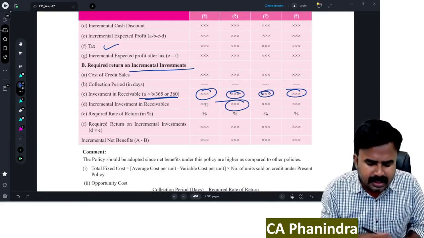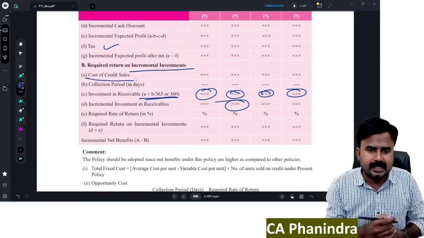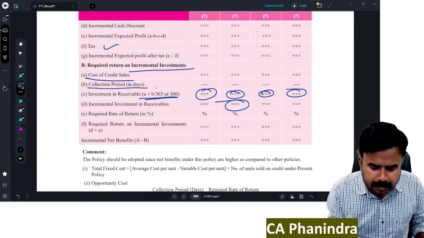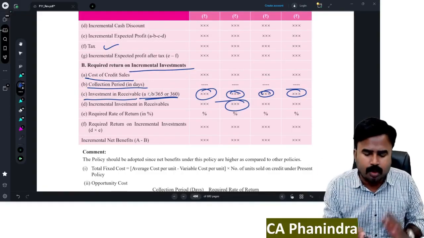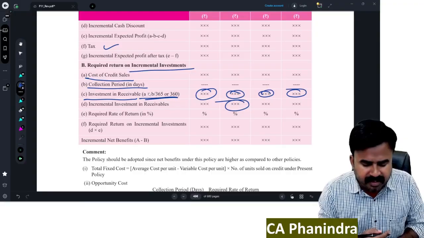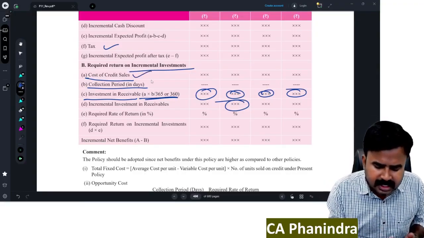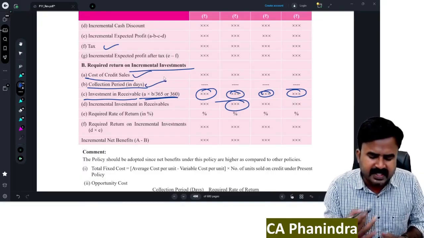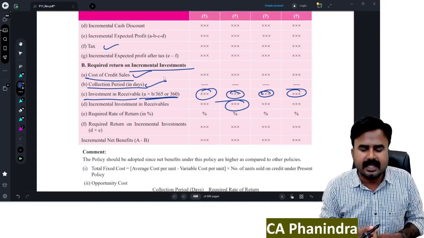Again, repeating, my dear students. Write the cost of credit sales. I said cost of credit sales, that means cost of sales. Write the collection period for the respective columns. Calculate investment in debtors at cost of sales, not under sale value actually. It is on the basis of cost of sales. So investment in debtors on the basis of cost of sales is simply cost of sales into collection period divided by 365 days. That means A into B divided by 365 days. Or sometimes I can take 360 days also.